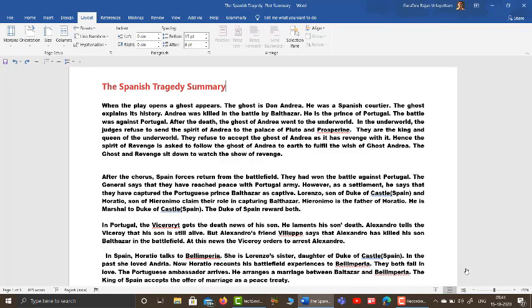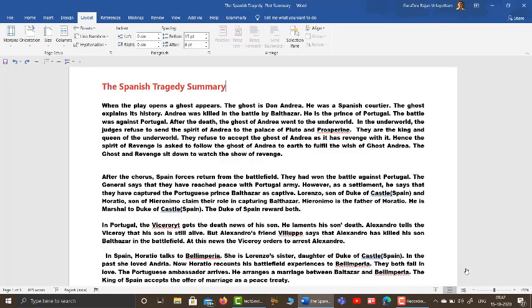And when the play opens, the Spanish army has won the battle against Portugal, and Balthazar has been taken to Spain as a captive. Two people, the son of the Duke of Spain and the son of the Marshal of Spain, claim the reward for capturing Balthazar. But the King of Spain rewards both. So this happens in Spain.